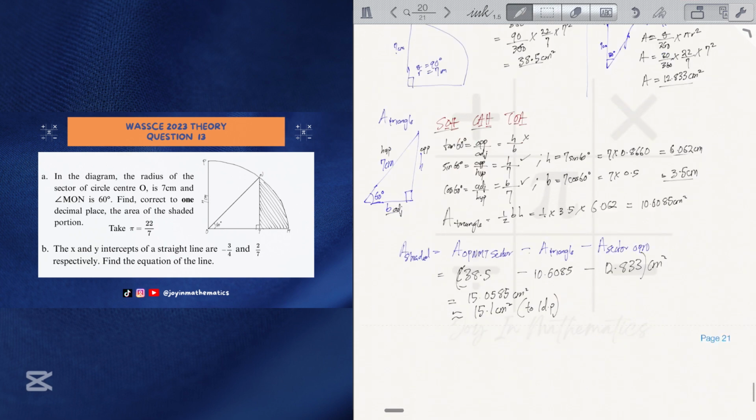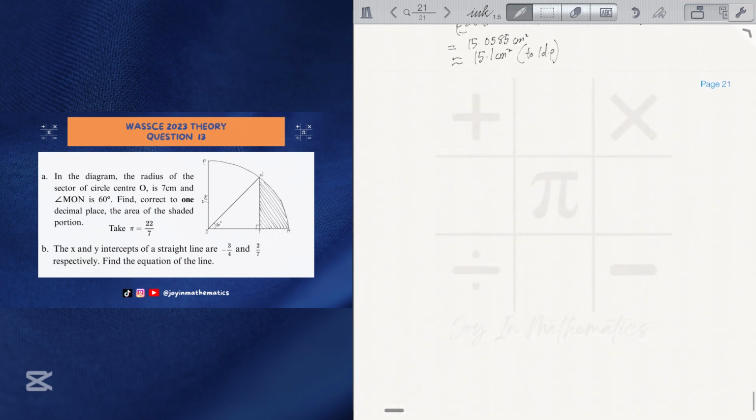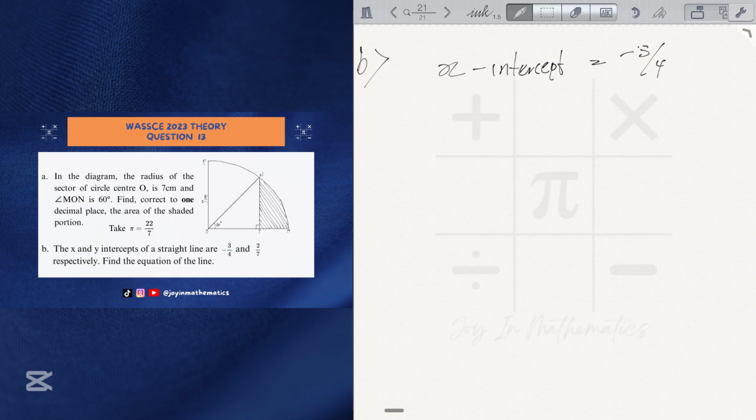Now let's proceed further to question B. Question B says the x and y intercept of a straight line are -3/4 and 2/7. So we are given the x intercept to be equals to -3/4. Likewise, we are given the y intercept to be equals to 2/7. So we should find the equation of the line.